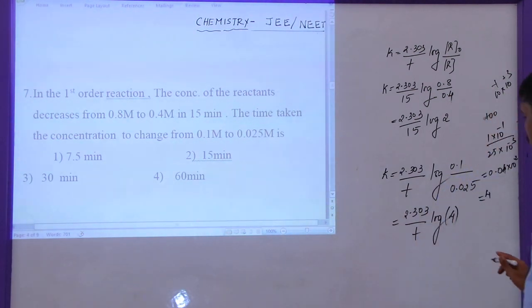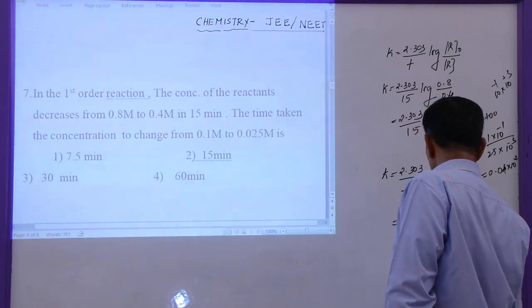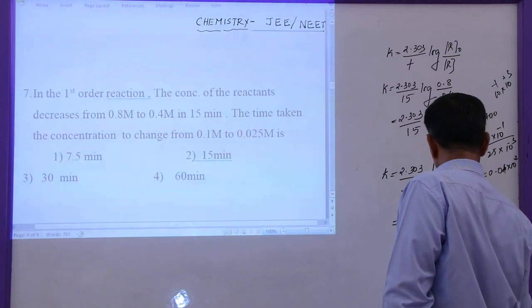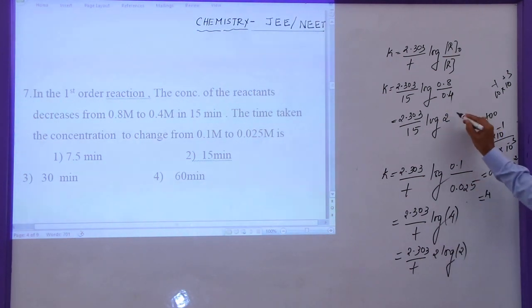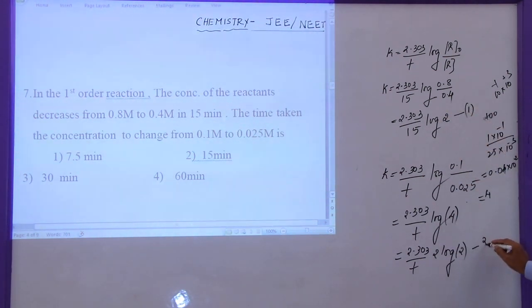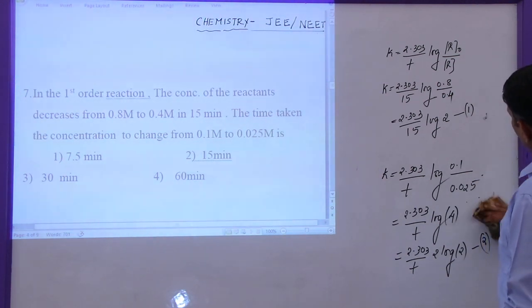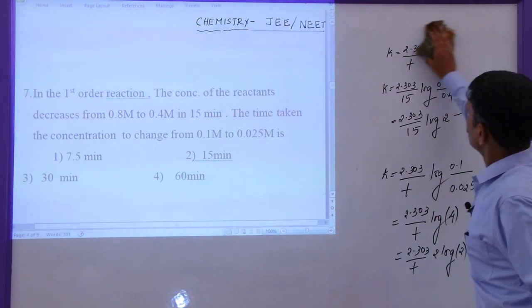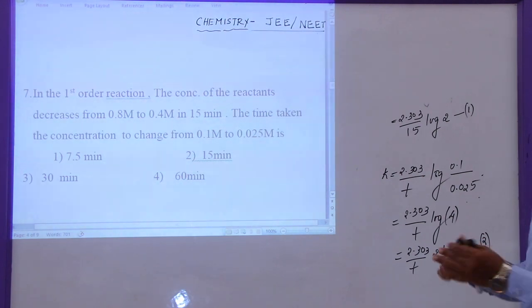Now this 2.303 t log 4, I can write as 2 into log 2, correct? Because log 4 you can write as 2 squared, so using the log a to the power m formula, you get 2 into log 2. Then you compare these two equations. This is taken as equation 1, this is equation 2. Make the comparison of these two equations.